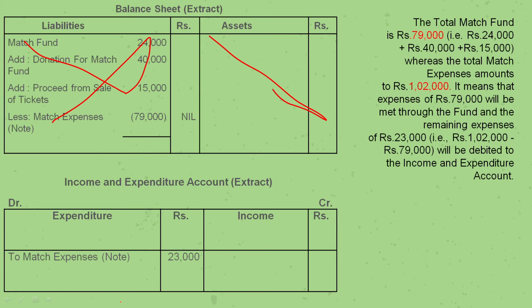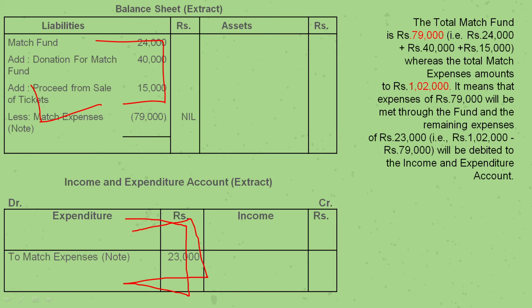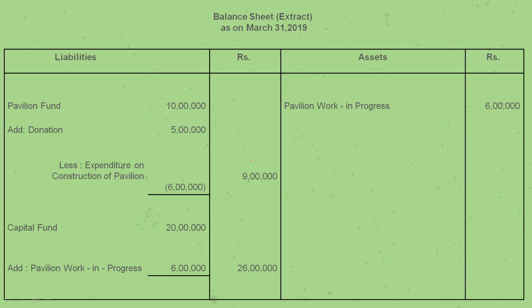So the 23,000 we'll write on the expenditure side of the income and expenditure account, because it's an expense for this year, as we do not have any fund for the remaining 23,000. So we'll write it on the debit side of the income and expenditure account. This is how you're going to do everything. Generally, expenses are deducted from the funds, but if the expenses are more than the funds we have, we deduct the amount we can from the fund, and the remaining amount we write on the debit side of the profit and loss account. Yes, very good. Now next, balance sheet.